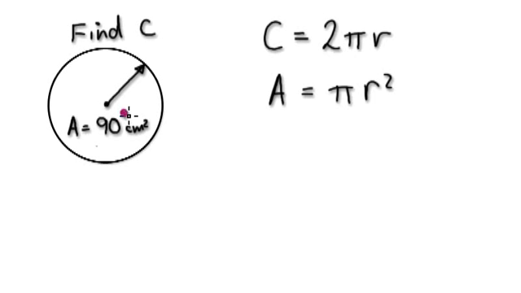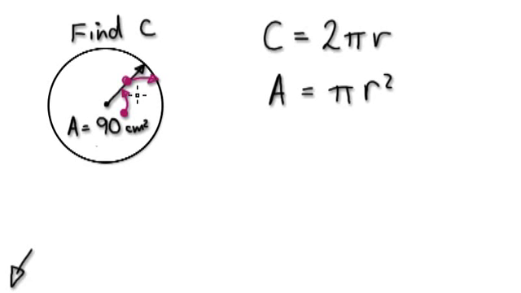I'm giving you the area. So you've got to jump to the radius, and then from the radius you can jump to the circumference. So work out step 1 first, and then step 2 is from the radius to the circumference. So press pause and have a go.